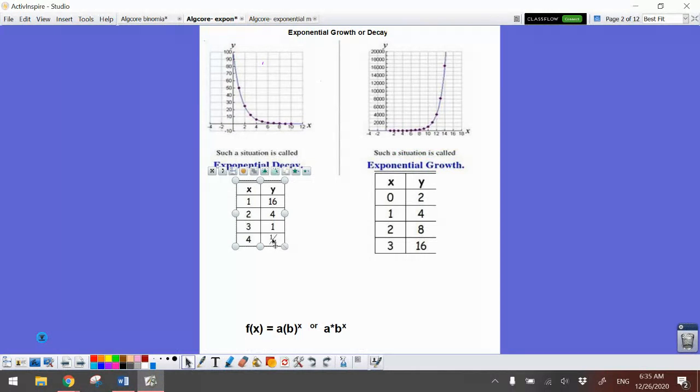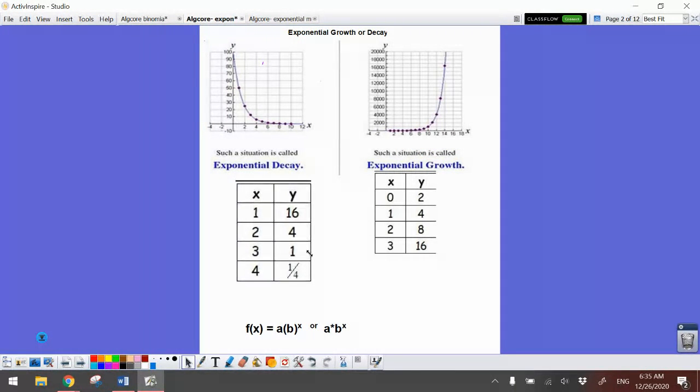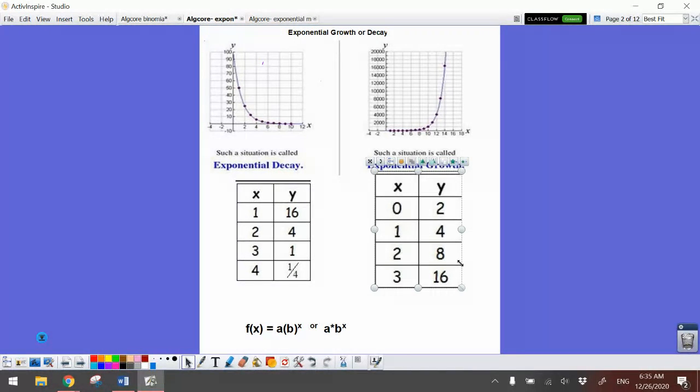So if I take a look at this first one, I'm going from 16 to 4 to 1. So I see that I'm going from big to small, and I know that to go from 16 to 4, I divide by 4, and to go from 4 to 1, I divide by 4. So all of a sudden, that is a division pattern, okay? But that is different than our adding and subtracting that we saw in linears.